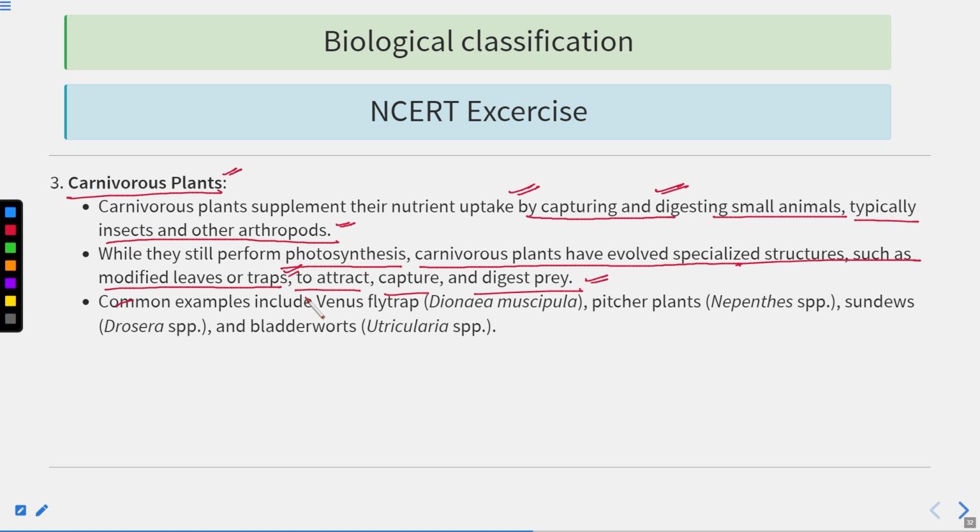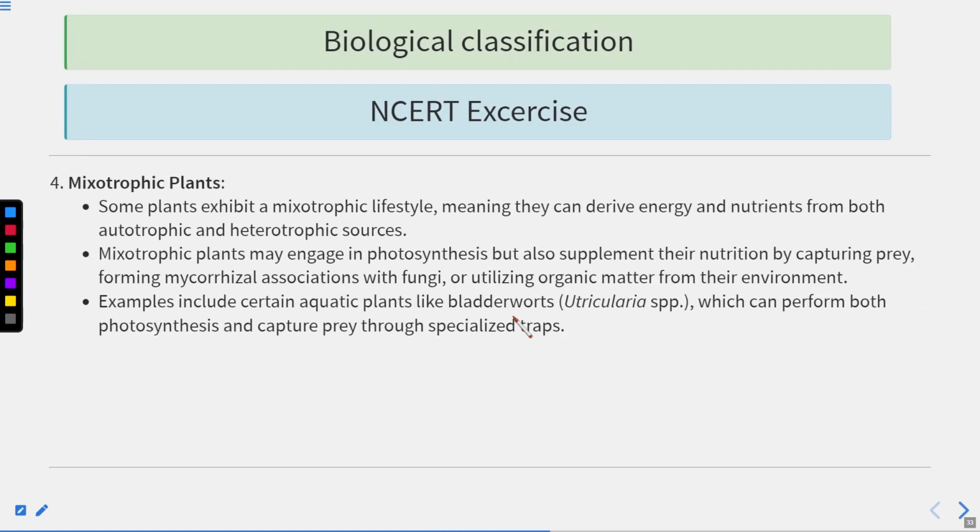So common examples include the Venus flytrap. This is one of the insectivorous plants, and the scientific name is Dionaea muscipula, and the pitcher plant, very common, Nepenthes species. And another example is the sundew, Drosera species, and another one is the bladderwort, that is the Utricularia species. So these are some of the carnivorous plants that do follow the heterotrophic mode of nutrition.